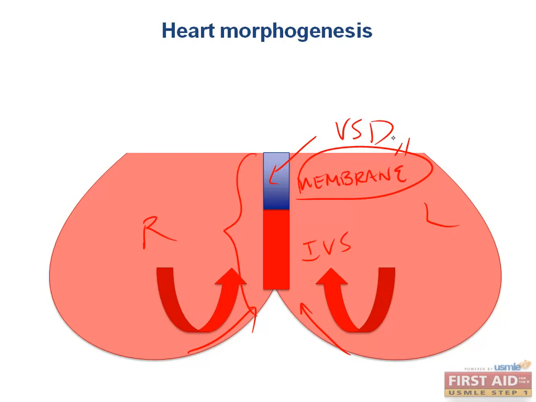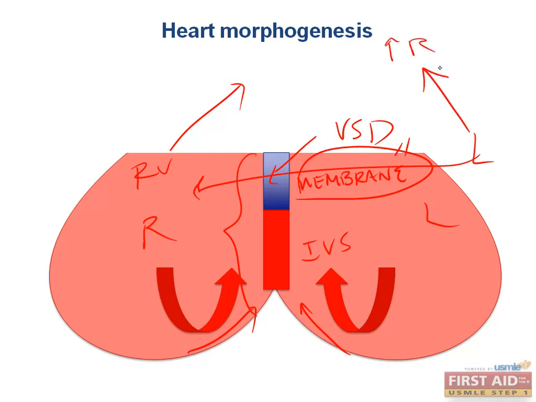Well, at birth, you would have shunting from the high pressure left ventricle across the membranous defect, or VSD, into the low pressure right ventricle. Remember, the right ventricle is pumping into the very low resistance pulmonary circuit, and that is what's driving this flow. The low resistance of the pulmonary circuit compared to the very high resistance of the systemic circulation.